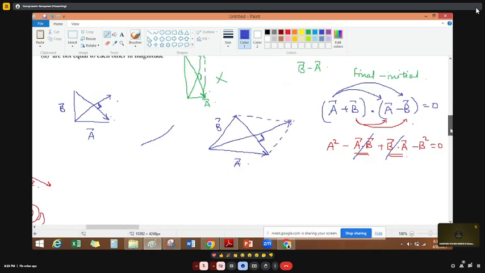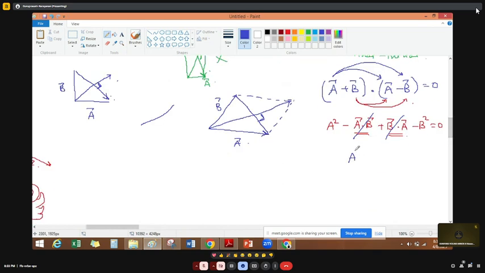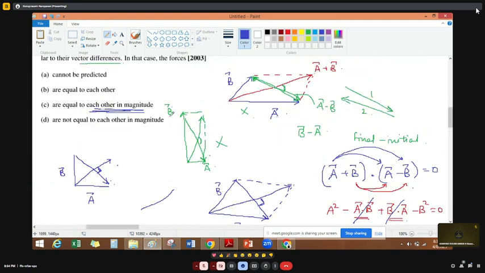That means A squared minus B squared is equal to 0, which means A squared is equal to B squared, which means A and B have to be equal. So that means what we have chosen here is correct, equivalent magnitude. Any doubts?